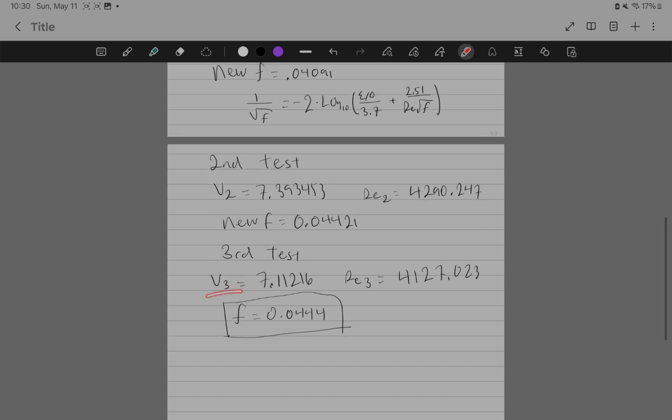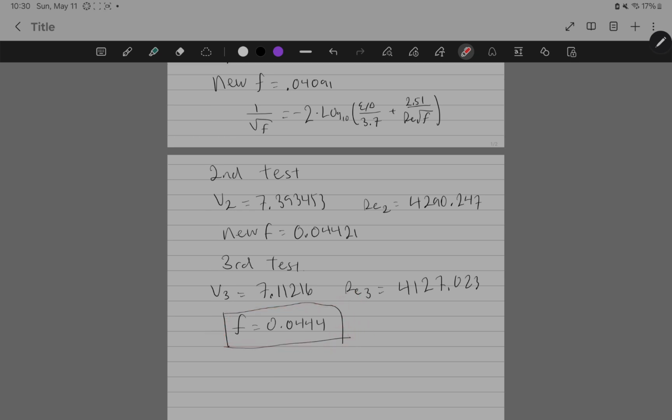But yeah, so once you get this velocity, you get the Reynolds number corresponding. You plug it back into the Colebrook equation, and you get a final value of 0.0444. Awesome.